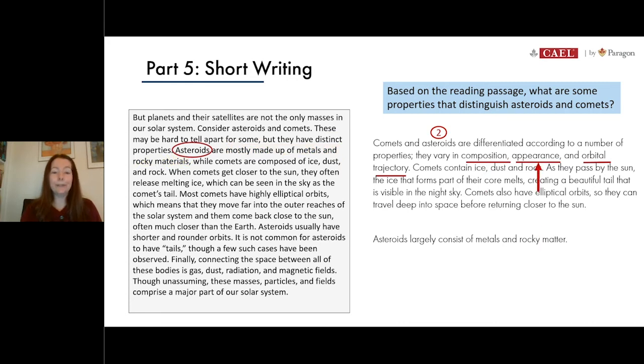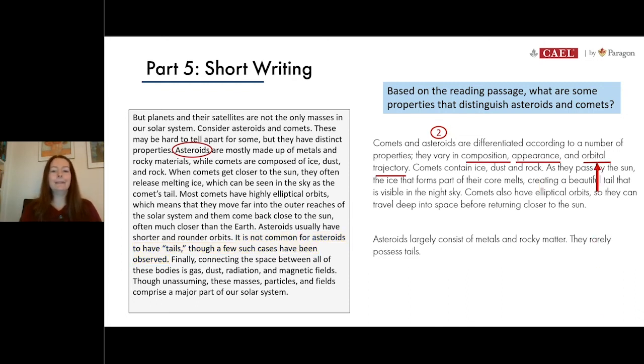Let's move on to the appearance. Remember, this was talking about the tail, I guess. And we have to scan a little bit further down the paragraph, but here we read that it is not common for asteroids to have tails. So I'll just write that down as they rarely possess tails.